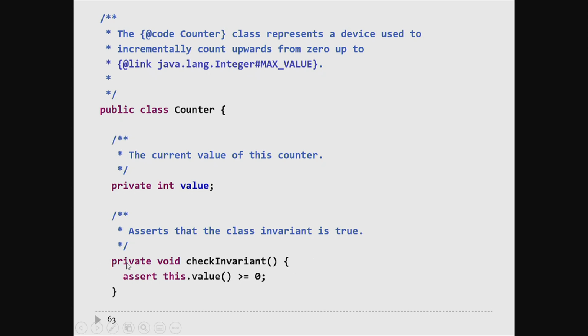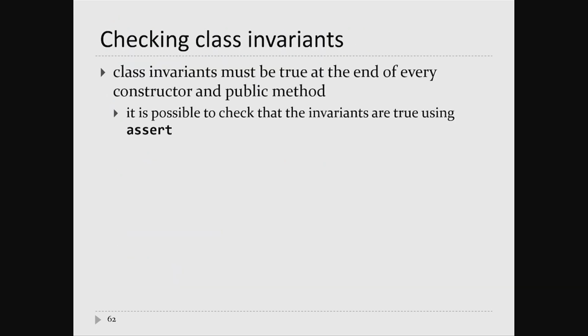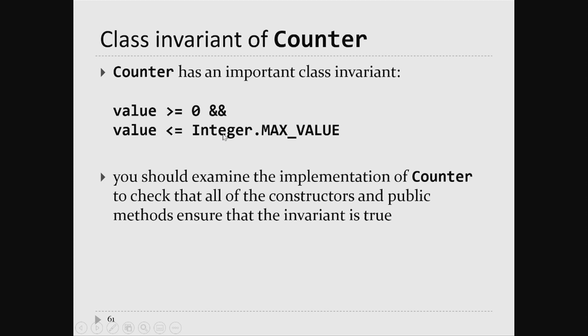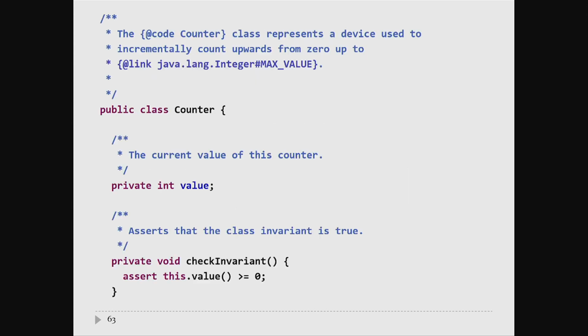So I've got this private method called checkInvariant that simply asserts that the value of the counter is always greater than or equal to 0. I don't have to check the other part of the assertion. I don't have to check that the value is less than or equal to integer max value. Why don't I have to check that? Because the field's an int. That field there is an int, so I know it can't possibly be greater than integer max value, which is why the invariant's written like that.